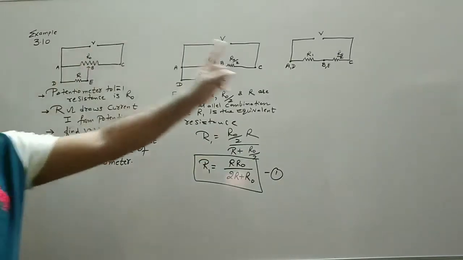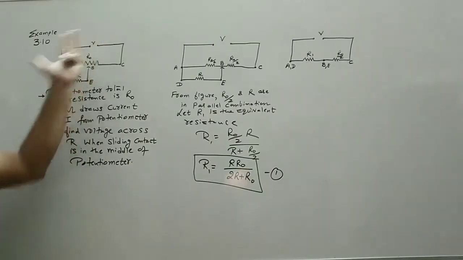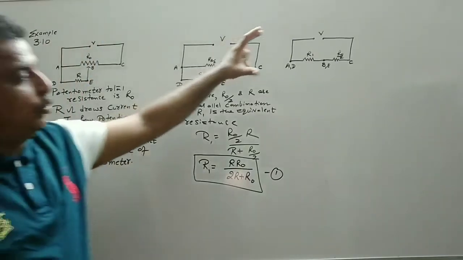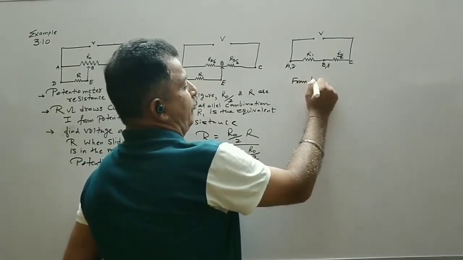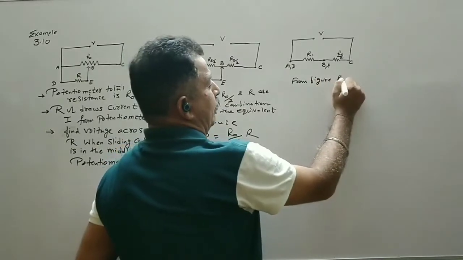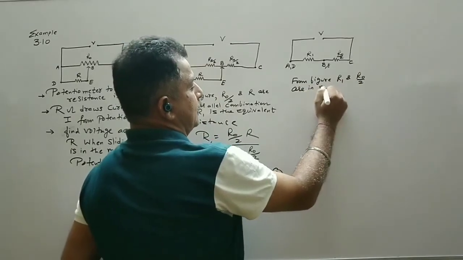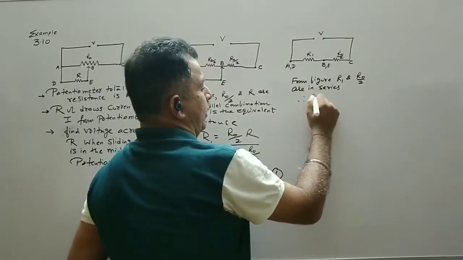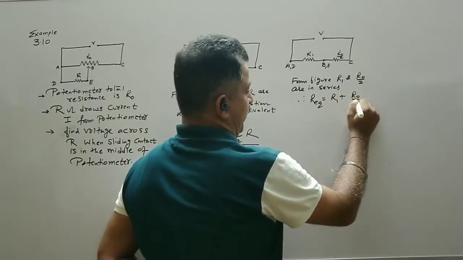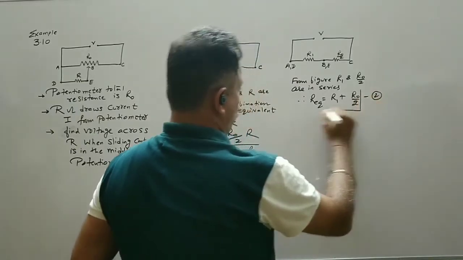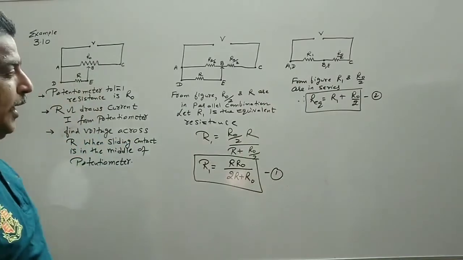Now this is a series combination, and if I is the current drawn from the potentiometer, I can find out the total current. So from the above figure, R1 and another R0 by 2 are in series. Therefore, R equivalent is equal to R1 plus R0 by 2. That is our equation number 2. So this R1 can be written here, which we will substitute in the end.